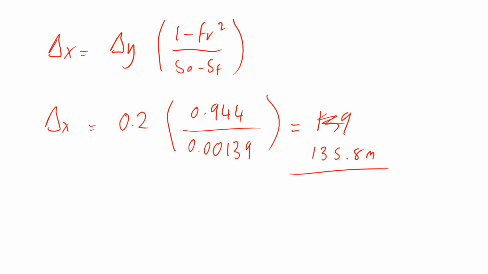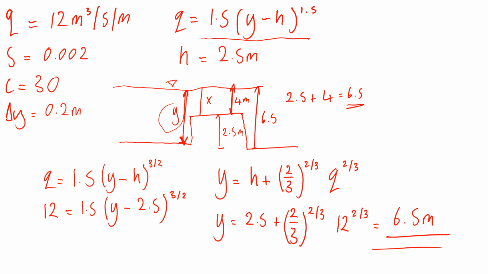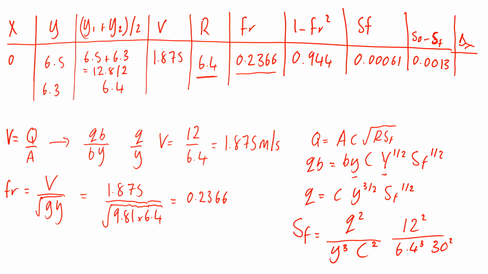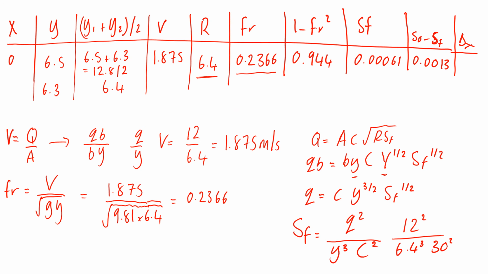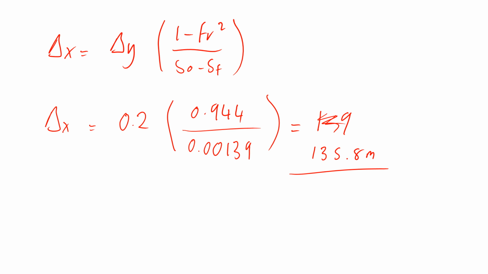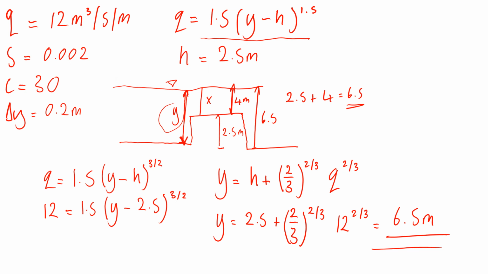So that whole procedure: initially calculating that 6.5 with that relationship, then setting up the table and calculating 135.8. So calculating all these values of V, R, F_r, 1 minus F_r squared, S_f, S_0 minus S_f, and then delta x using the direct step method. And then getting that value would give you the 10 full marks available for this question.